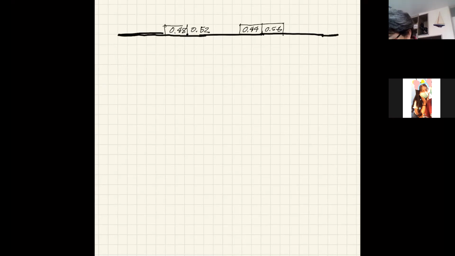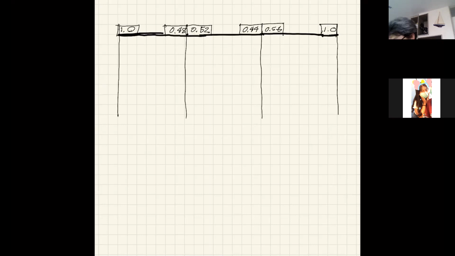Now, what about your simple end? Remember, we have modified our structure already, so you should not bother with it anymore. So this should be equal to 1, as if it was fixed. And this should be 1 as well. Okay? And now you can start your distribution. Now your unbalanced moment is minus 4.22. This is 1.41. This is minus 21.09 and 21.09.